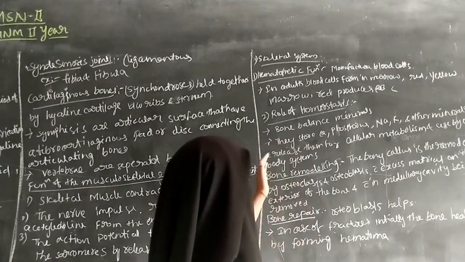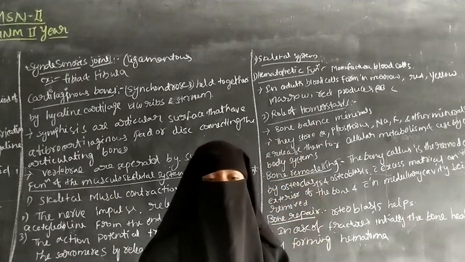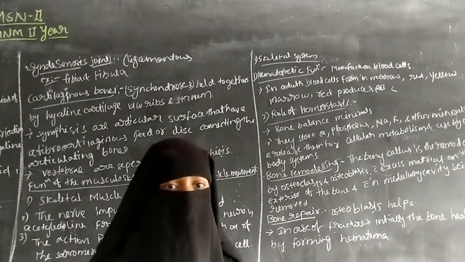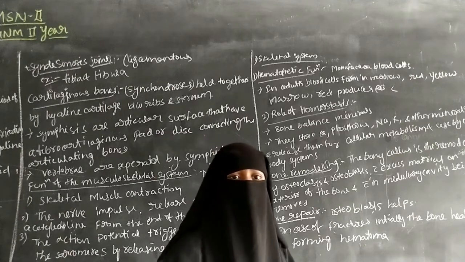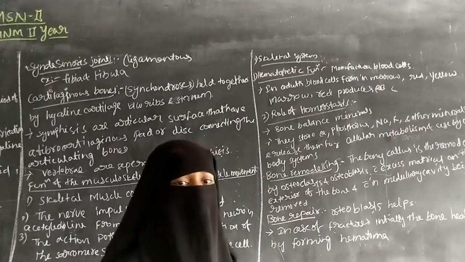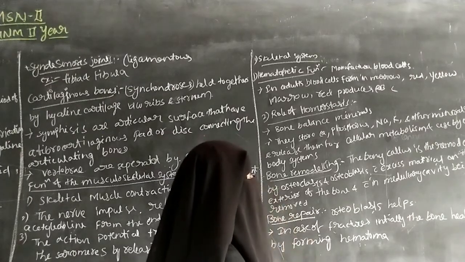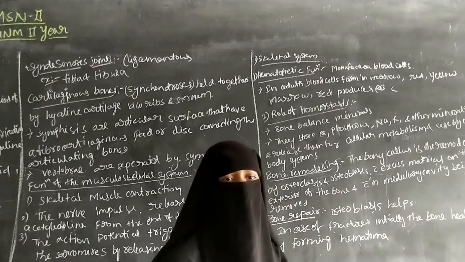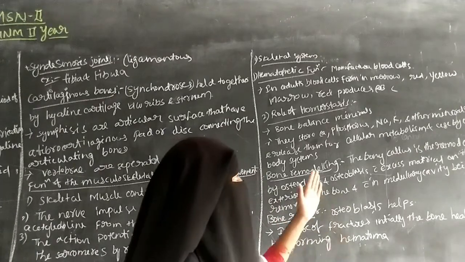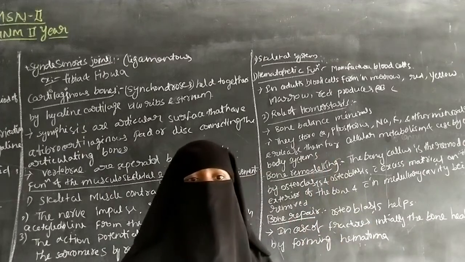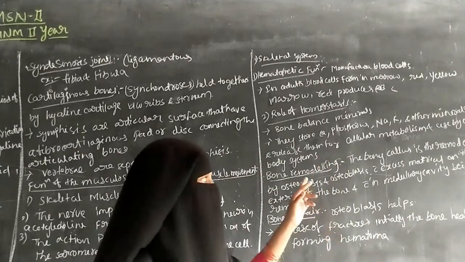So the role of homeostasis means there is a balance of the minerals, and the bone stores potassium, calcium, sodium and other minerals. They can be released for cellular metabolism and used by the other body systems.